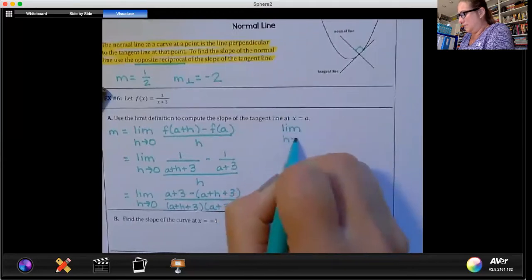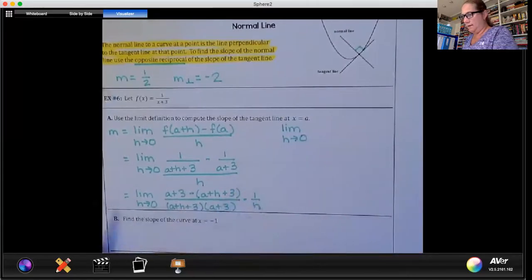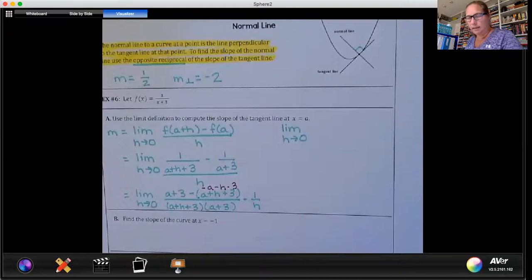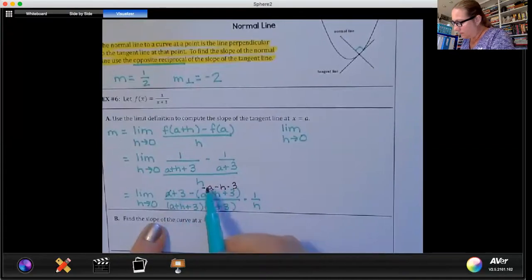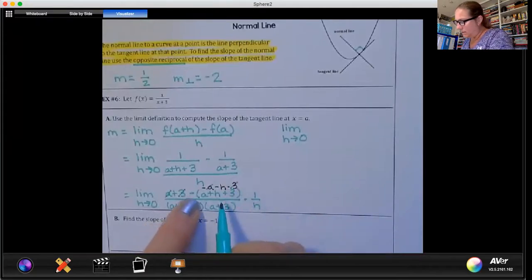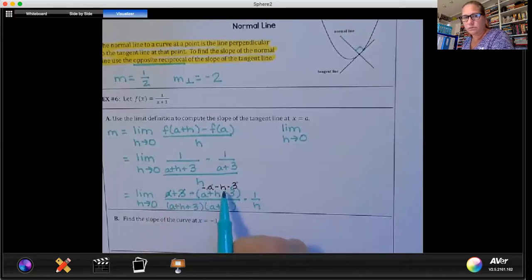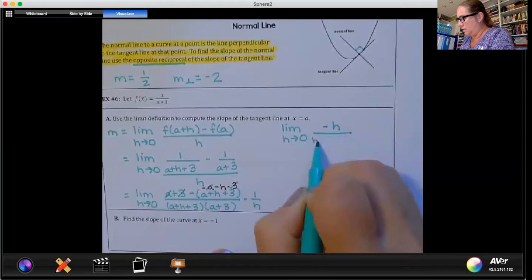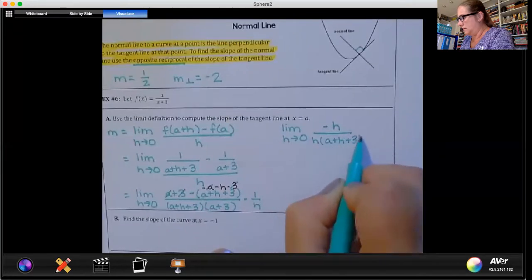So the limit as h approaches 0, I'm going to go ahead right here and distribute that negative, negative a, negative h, -3, so that I can take my next step and combine my like terms. My a's are going to cancel, my 3's are going to cancel, and I am left with negative h. See that? We've already evaluated that negative by distributing. So I have negative h left over h times a plus h plus 3 times a plus 3.